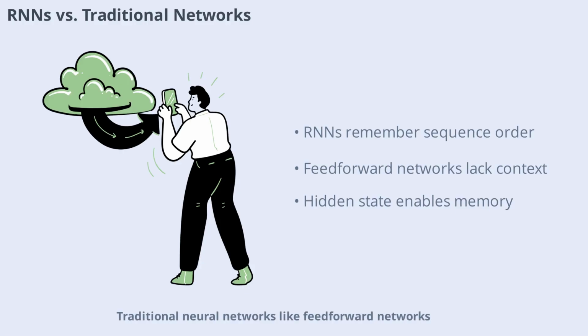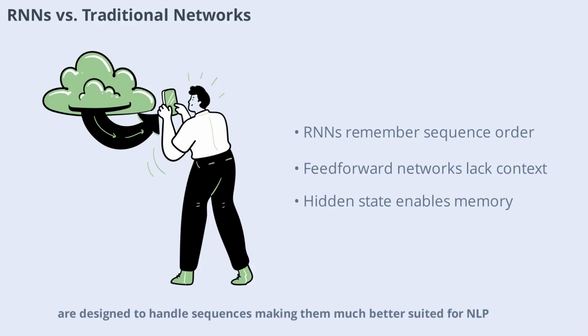Traditional neural networks, like feed-forward networks, process inputs independently, without considering the order. This works well for tasks where context isn't important but falls short for language. RNNs, on the other hand, are designed to handle sequences, making them much better suited for NLP. By maintaining a hidden state, RNNs can use information from earlier in the sequence to inform their prediction. This fundamental difference is why RNNs have become so popular in language processing tasks.